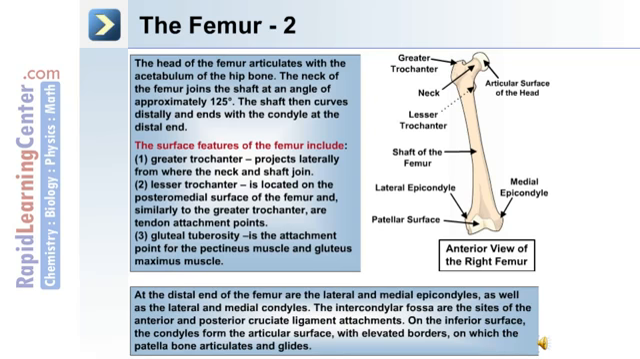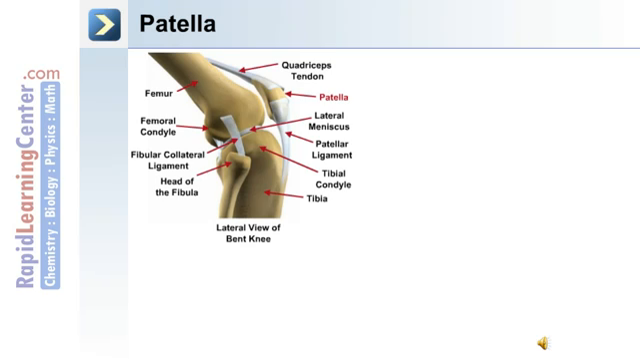At the distal end of the femur are the lateral and medial epicondyles, as well as the lateral and medial condyles. The intercondylar fossa are the sites of anterior and posterior cruciate ligament attachments. On the inferior surface, the condyles form the articular surface with elevated borders on which the patella bone articulates and glides.